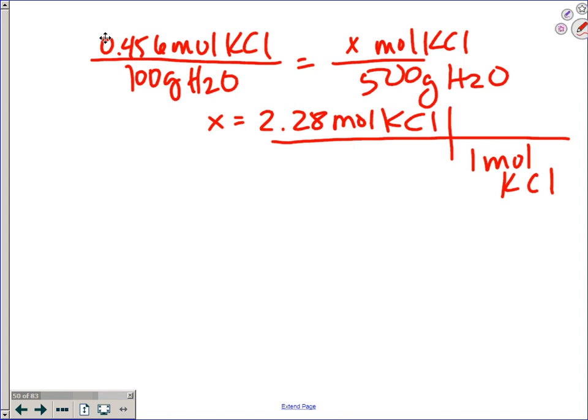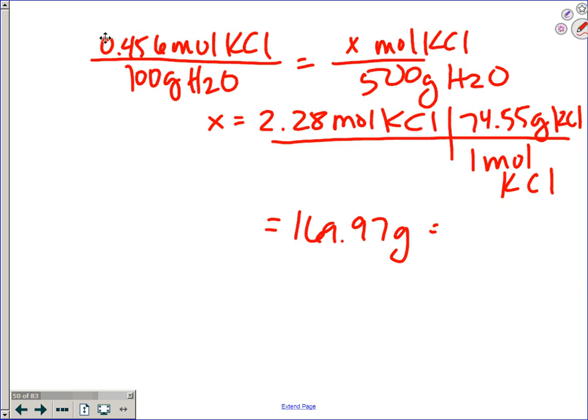Anyway, I need the molar mass, folks. So 74.55. Say one more time, Jasmine. All right, and then how many grams is that total? 9.7, and then we would probably need to go to 3 sig figs, right? So how many is that? 170 grams KCl. All right, that's number 1.